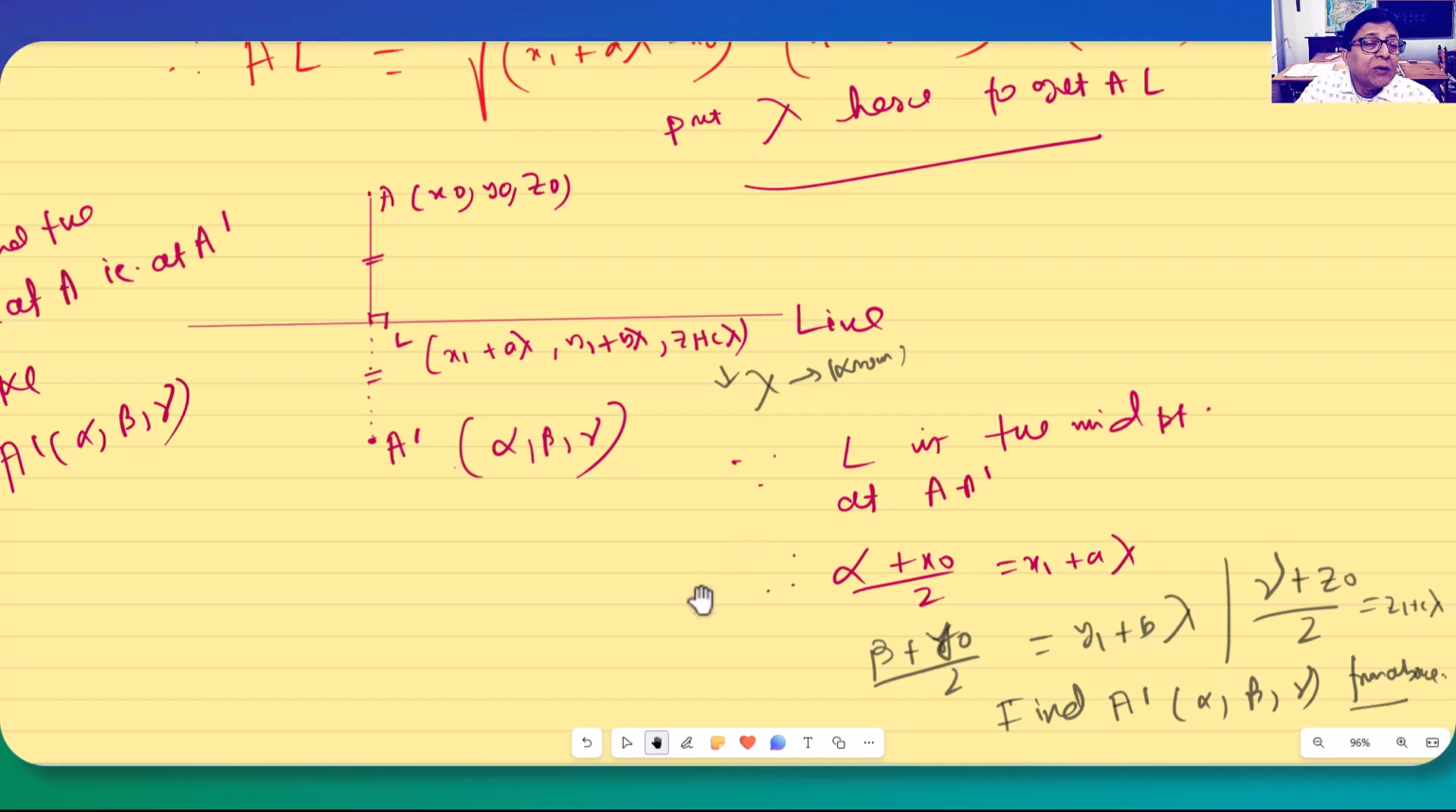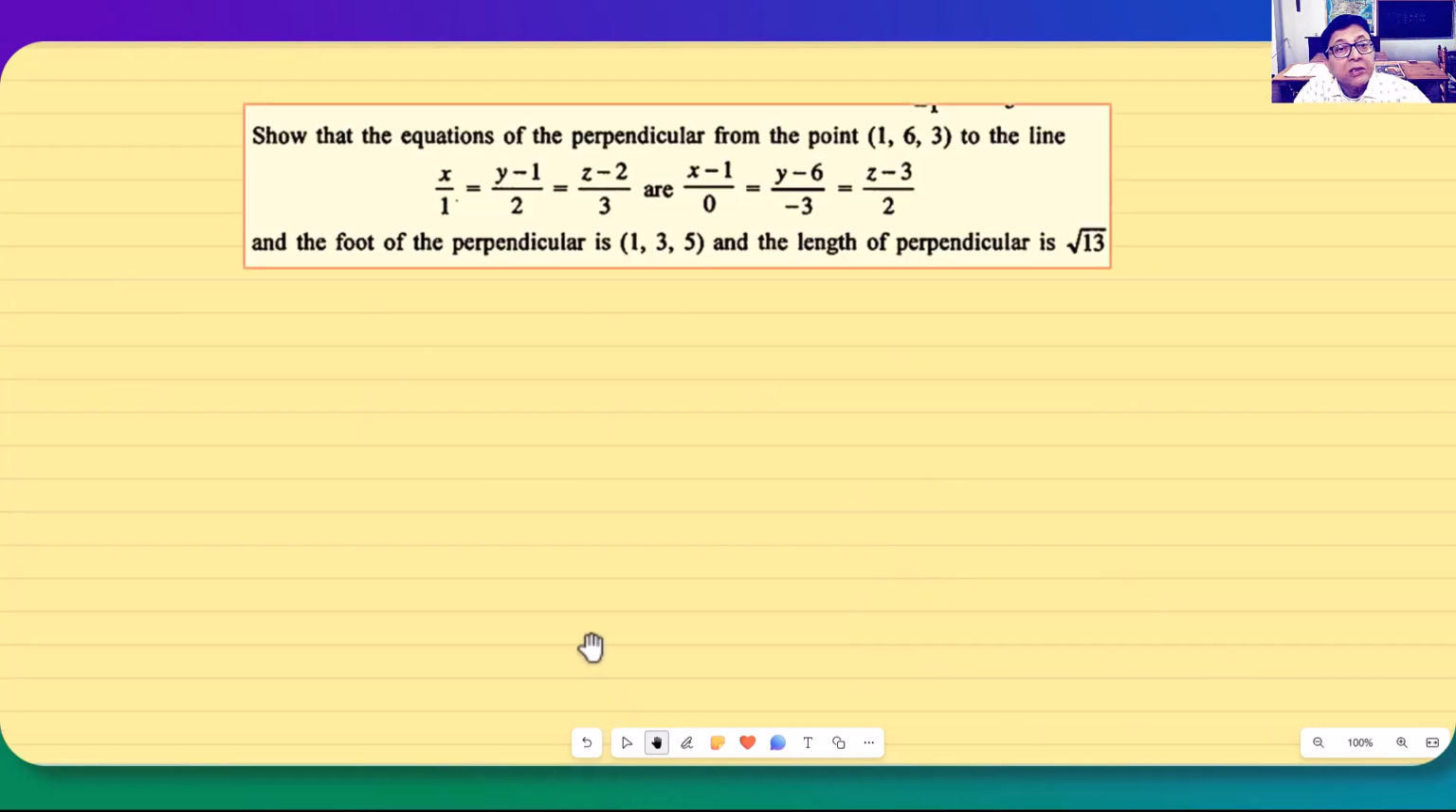So what have we learned? We have learned how to find the foot of perpendicular, and how to find the image of a point on a line. Let us practice one or two sums based on it. The question is, find the equation of perpendicular from the point to this line, and the foot of perpendicular. One additional question which we haven't discussed, they have asked: the equation of perpendicular.